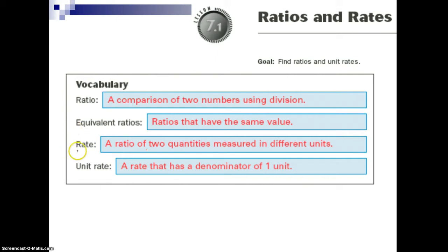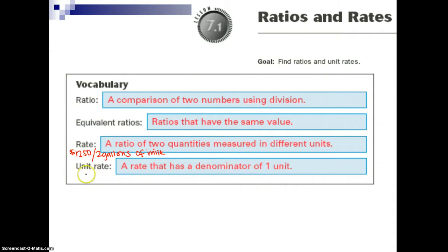An example of a rate would be $12.50 per 2 gallons of milk. That's a rate. We're comparing amount of money to how many gallons of milk. A unit rate is always over 1.